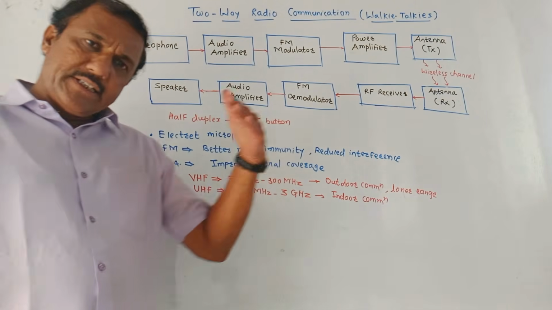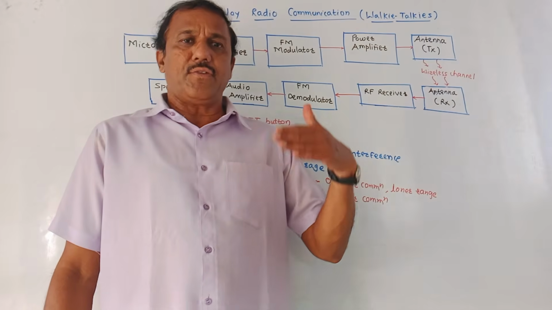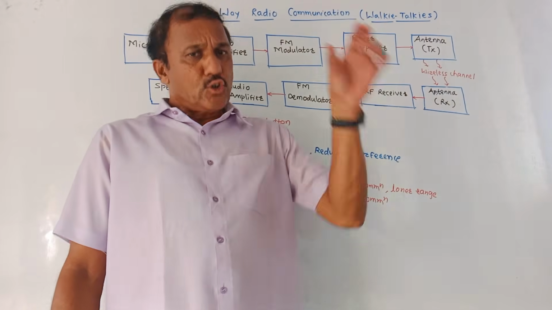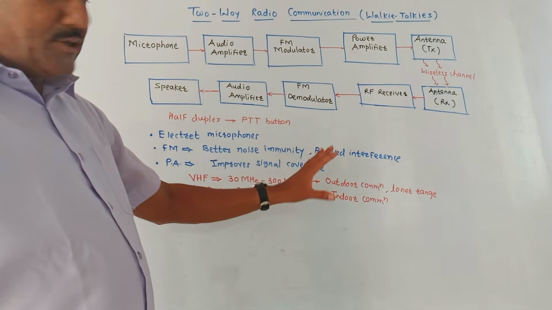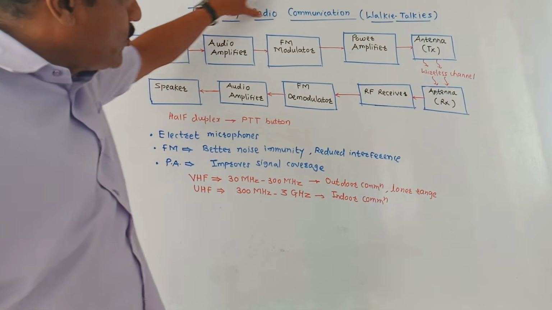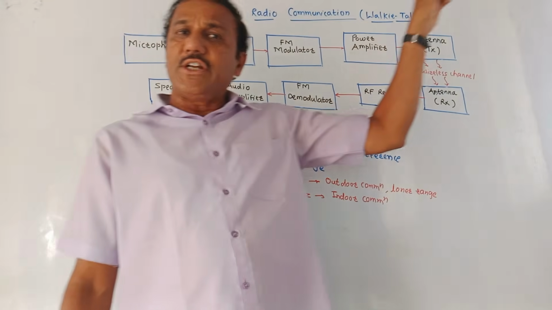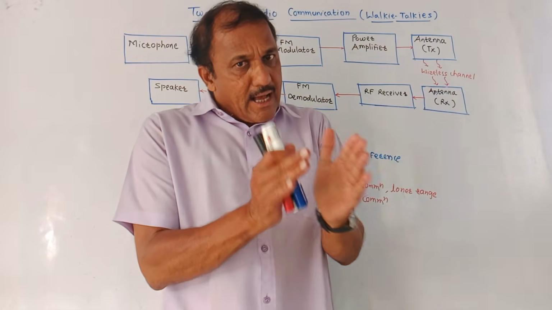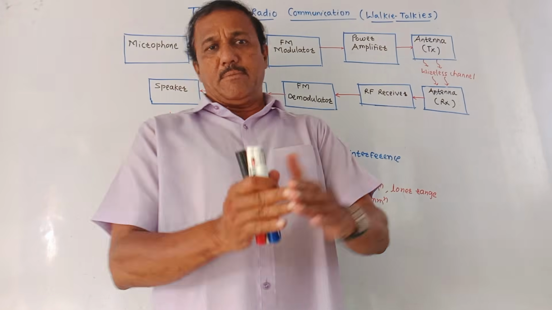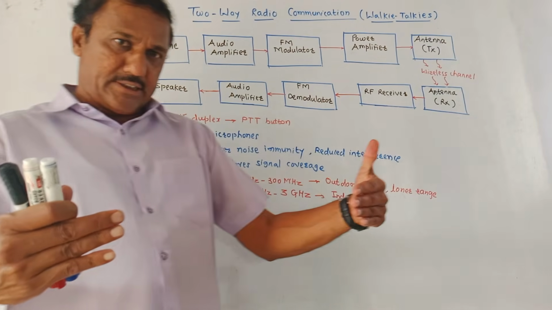Dear students, we will discuss application of electronic communication system. So in this session, we will discuss an important application of electronic communication, that is two-way radio communication, which is a walkie-talkie system. It is a well-known system. It is half duplex communication system. Now, what is half duplex communication system?